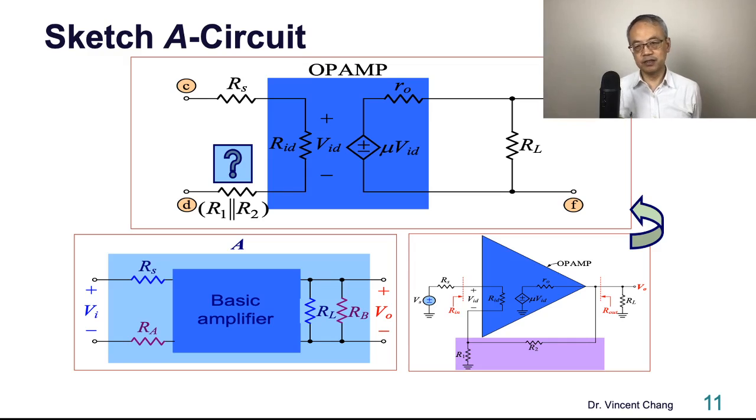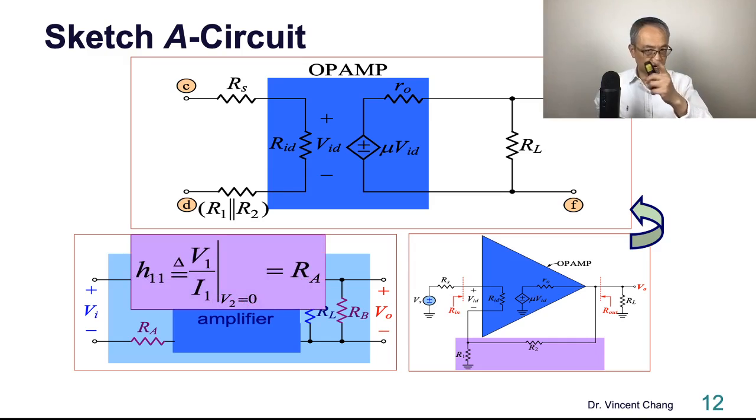Are you with me? I said you have to what? The RA. This is the RA, the identity of this resistance. The parallel combination of the two resistances is RA.